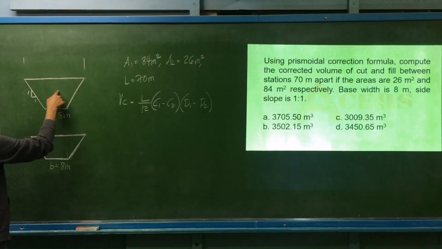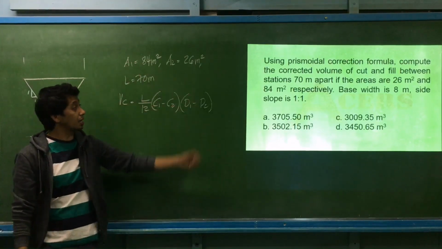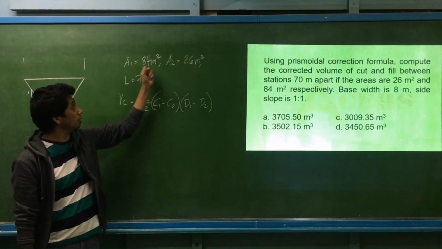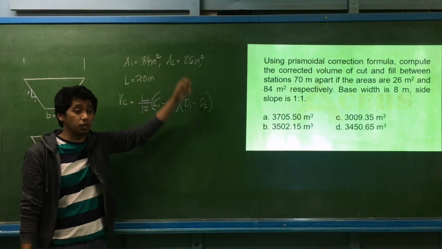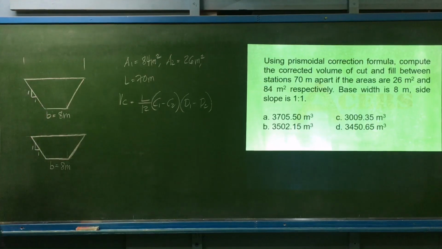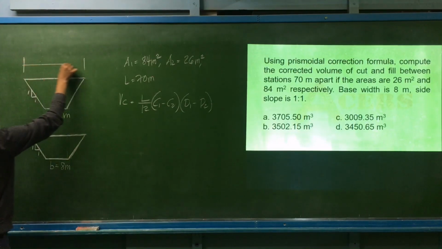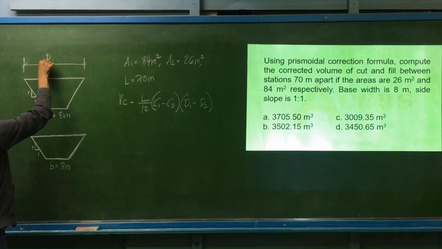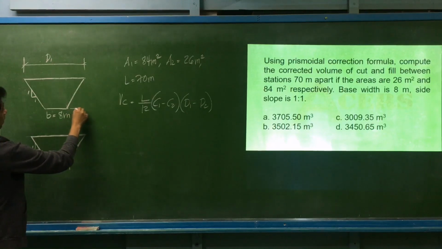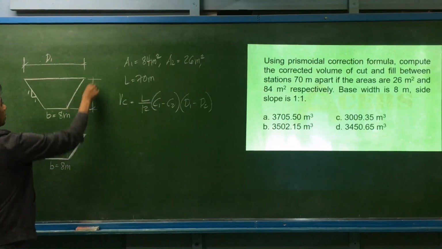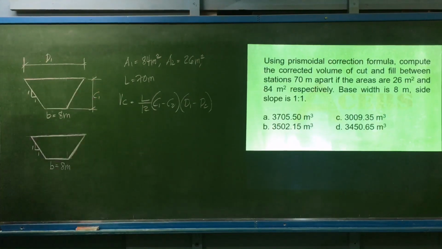Let's say this is area 1. Mag-assign lang tayo: 84 sa area 1, area 2 sa 26 square meters. So ito yung magiging ating D1. Ito naman yung kanyang corresponding C1. Kumbaga ang hinahanap natin na D1 is yung top base, C1 is yung depth.